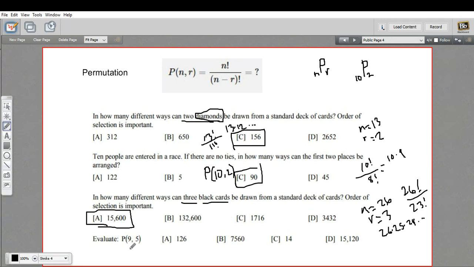All right, and this one just says evaluate P(9, 5). Well, this is our n, this is our r. So we would have 9 factorial over 9 minus 5, that's 4 factorial. And that's going to give us 9 times 8 times 7 times 6 times 5, and everything else would cancel with the 4 factorial. So punch that in my calculator, 9 times 8 times 7 times 6 times 5, and I am getting 15,120. So that is a little bit of work with permutation.